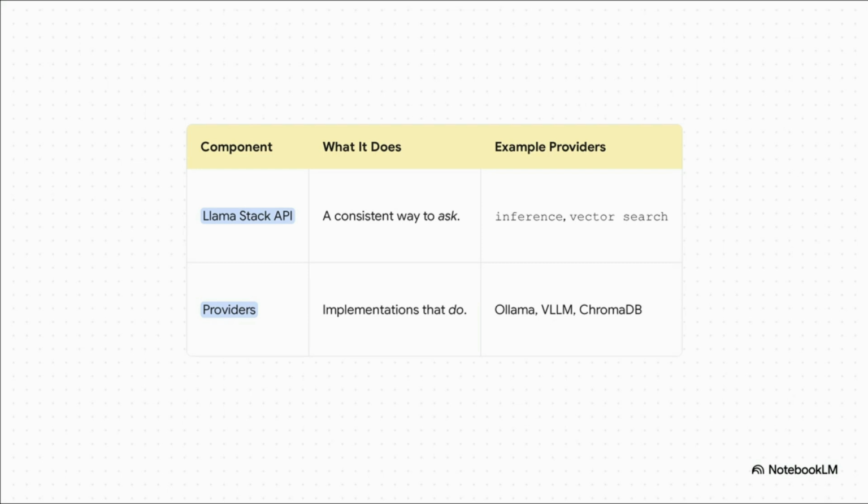Okay, check this out. It's all about separating the what from the how. The Llama Stack API itself doesn't run models or search a database. It's like a manager. It just provides a consistent way to ask for a task, like, hey, I need some inference, or go do a vector search. Then the providers, things like Llama or ChromaDB, are the specialists that actually do the heavy lifting.